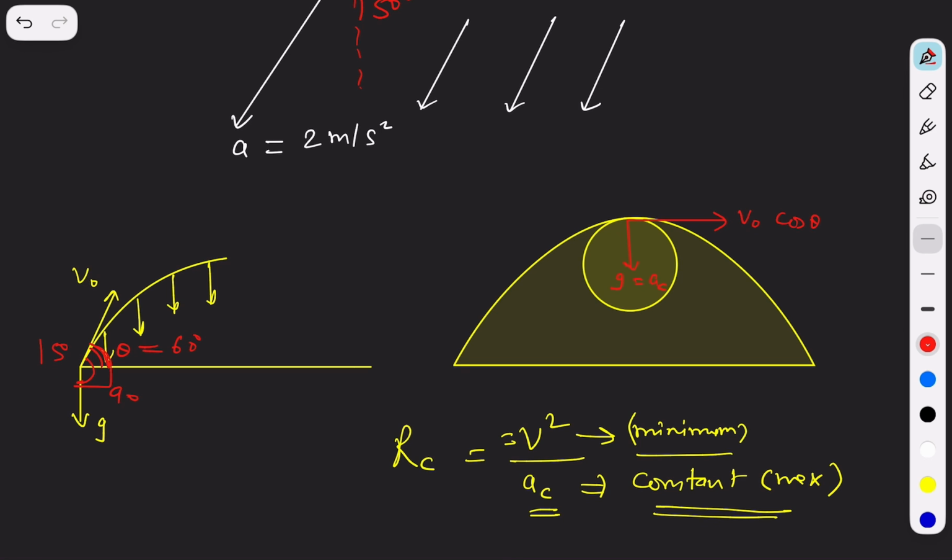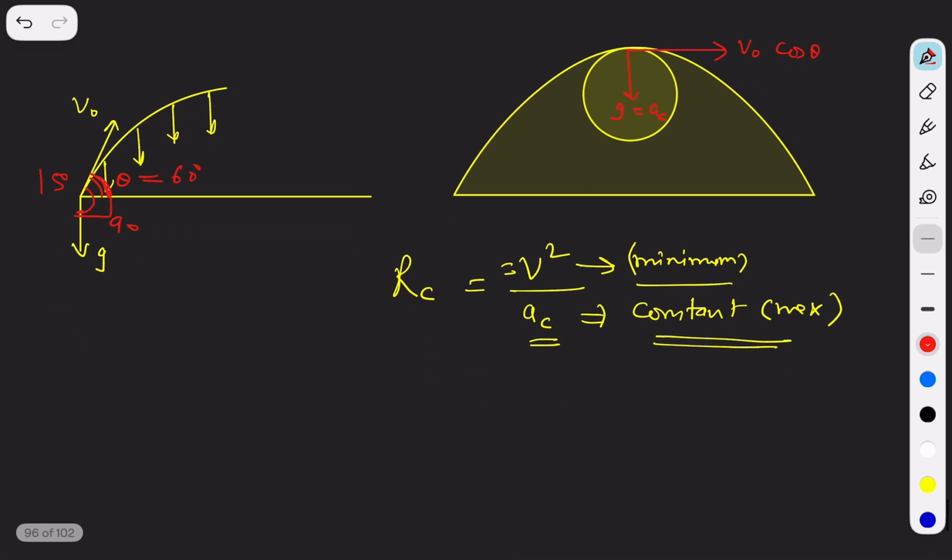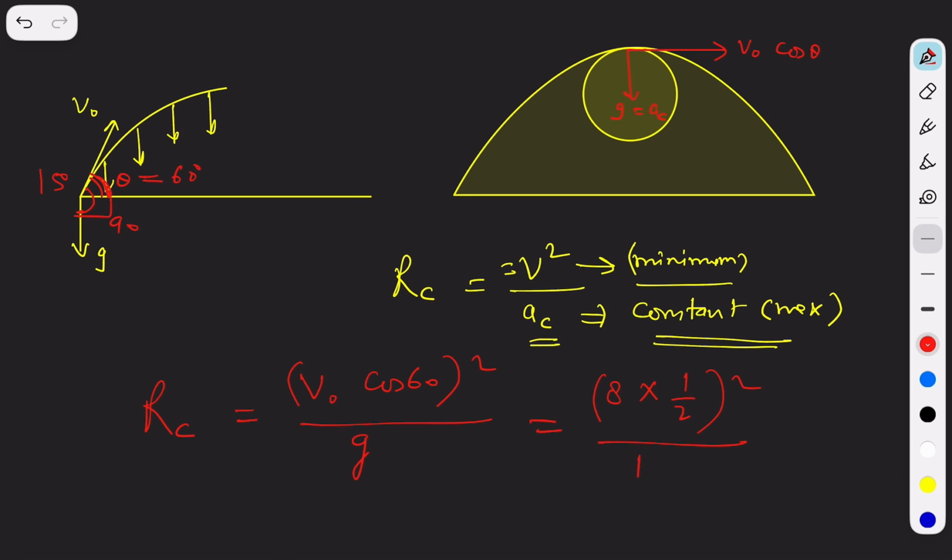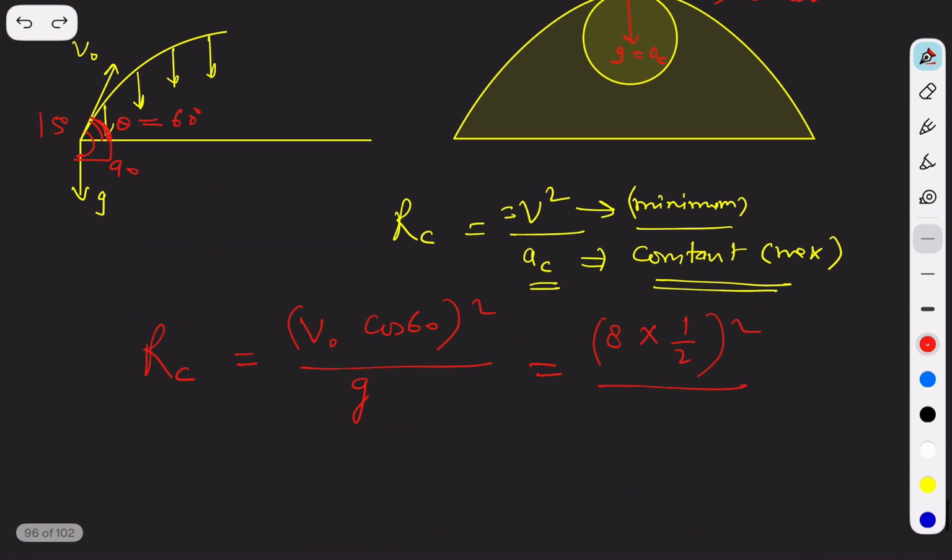So using this idea, this will be v naught into cos 60 whole square divided by g. v naught is given as 8, so 8 into 1 by 2 whole square divided by g. Here g is the acceleration of the particle, and that is 2. So here we will put 2, because that is the acceleration acting on the particle continuously in a certain direction with a constant magnitude. So this will be our g for right now.